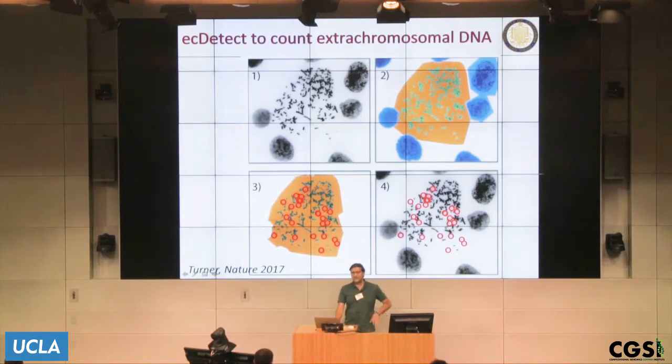And the algorithm itself is somewhat boring for those of you who've done some image analysis, but basically it starts by identifying the nuclei and then the region of interest, and removes the nuclei because those are not interesting. Within the region of interest, it first tries to identify chromosomes, just using very crude criteria, connectivity, size, and so on. And then within that, it tries to identify extrachromosomal DNA, and then it returns a count. Okay, so that's what ECDetect does, and it works fine.